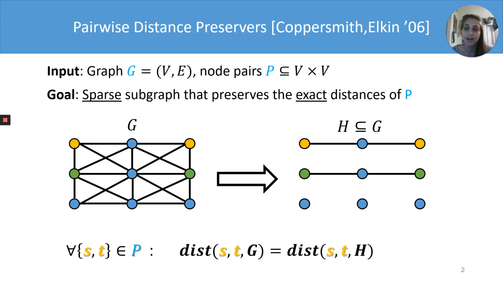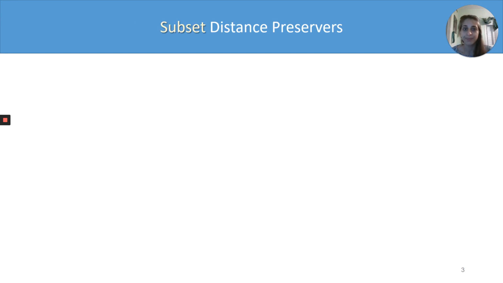So formally, for every pair nodes in P, we require that the distance between them in H is the same as the distance between them in G. So clearly we can take H equal to G, just take all the edges in the graph. It is always a distance preserver, but our goal is to make it as sparse as possible.